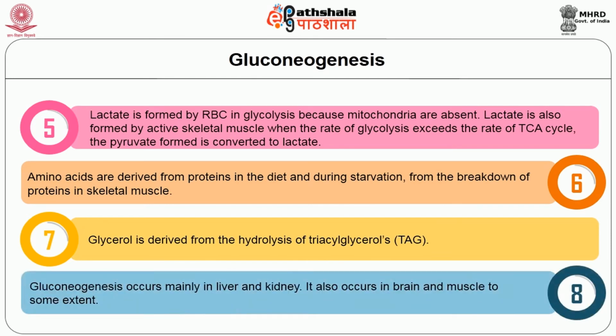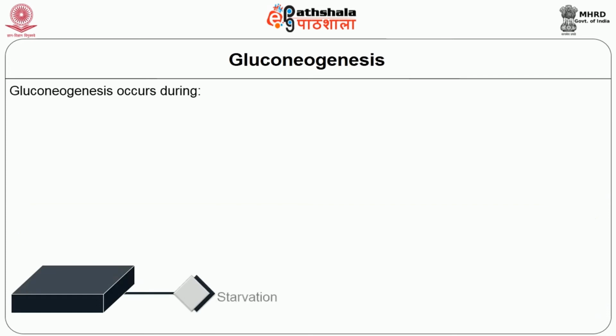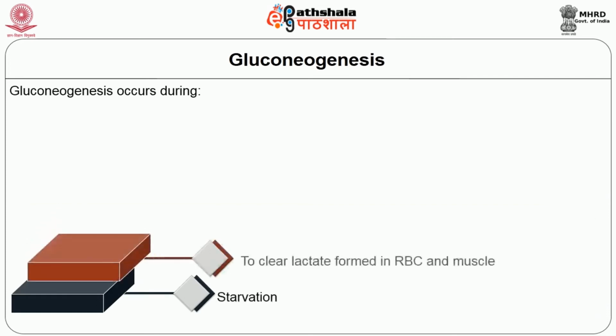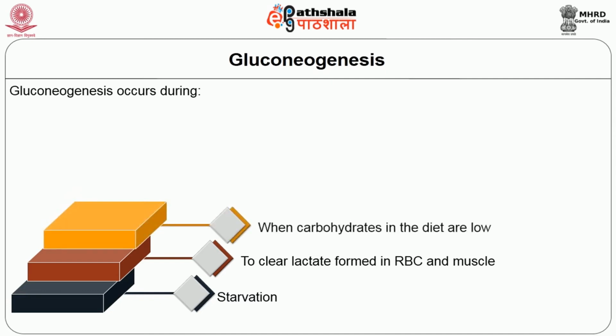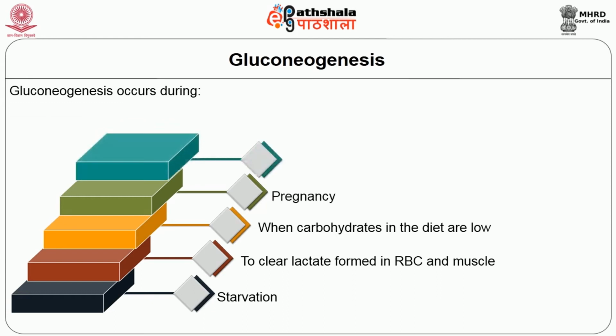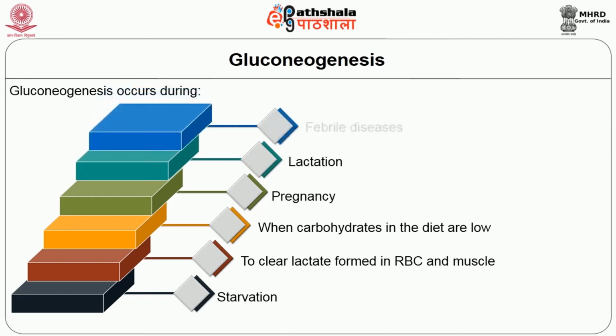Gluconeogenesis occurs mainly in the liver and kidney. It also occurs in brain and muscles to some extent. Gluconeogenesis occurs during starvation, to clear lactate formed in RBC and muscle, and when carbohydrates in the diet are low, during pregnancy, during lactation and in febrile disease.